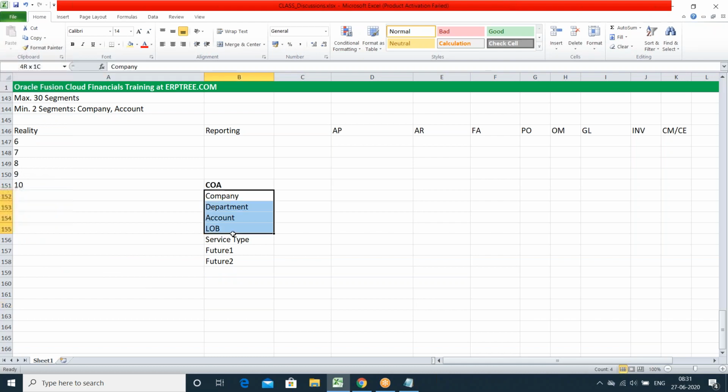Okay. So Lakshman, do you have any examples under which scenarios product will be a part of a segment? Can you give one or two examples?